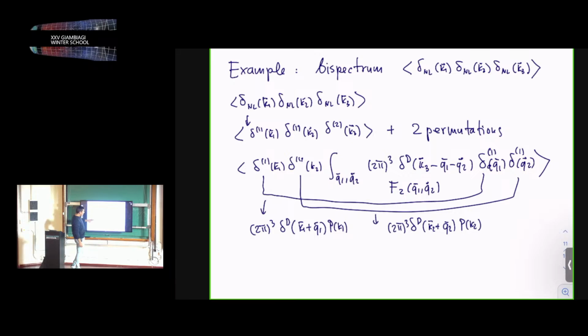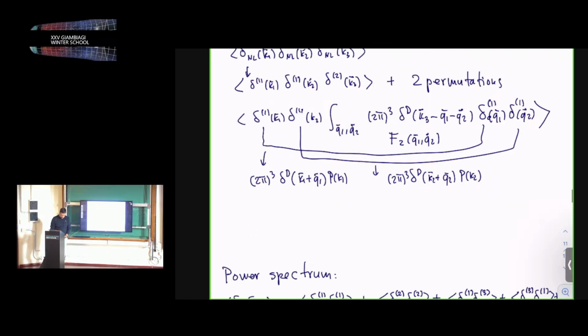So at the end of the day, you're going to end up with 3 delta functions and 2 momentum integrals. And the answer for this thing is going to be (2π)^3 times the Dirac delta, which you can check yourself, of k1 plus k2 plus k3. And then we are going to have 2 times F2(k1, k2) P(k1) P(k2), plus 2 permutations.